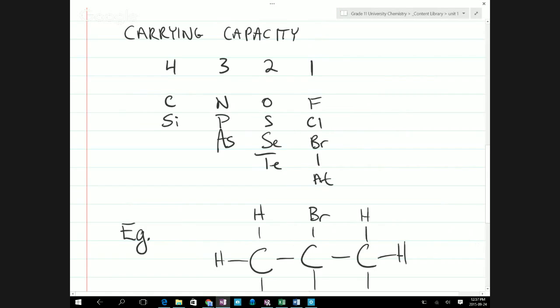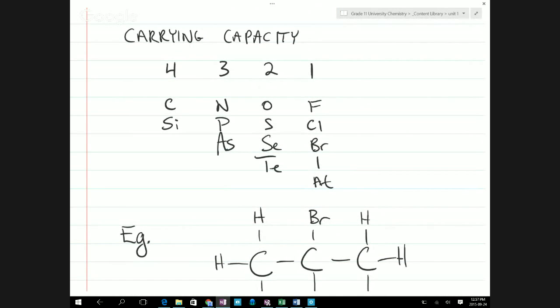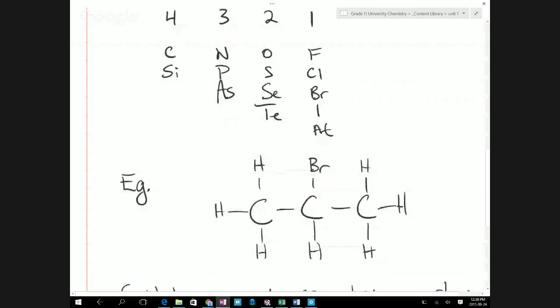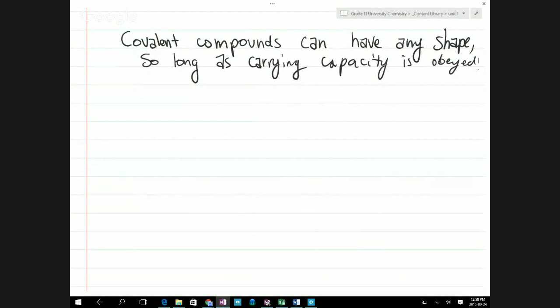Yeah, it's the number of bonds. In other words, how many bonds does fluorine always make? 1. How many bonds does phosphorus always make? 3. How many bonds does silicon always make? 4. Has to. Good.